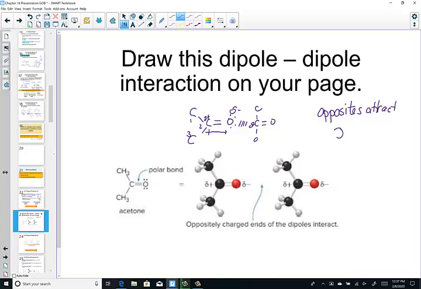The oxygen, which is very electron rich on one of the molecules, is going to interact with the carbon on the next molecule. This attraction takes the negative oxygen and brings it close to the positive carbon center on the other molecule. That is, by definition, a dipole-dipole interaction, the intermolecular attraction based on the polarity of the bond.